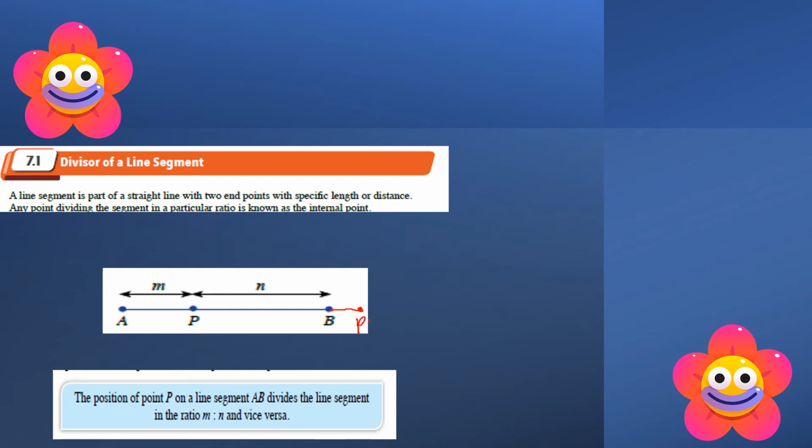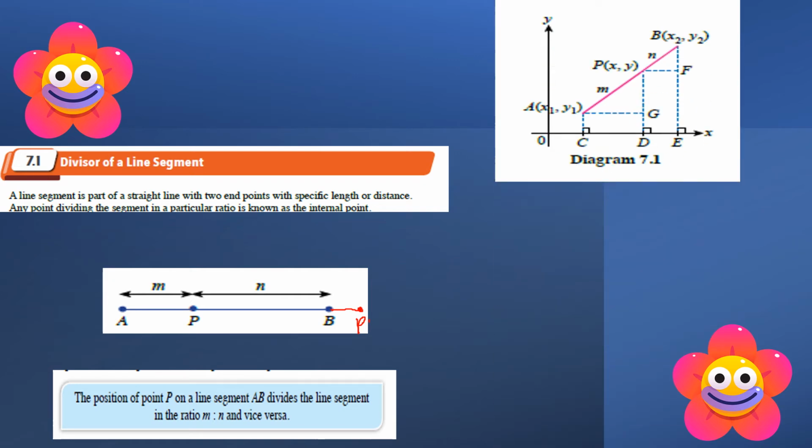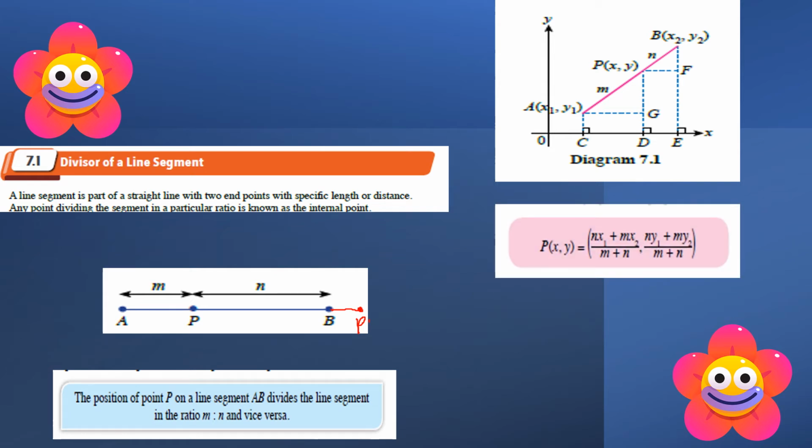Okay, the position of point P on a line segment AB divides the segment in the ratio M is to N. So we are making a conclusion from the previous slide, and this is the diagram on the Cartesian plane, and this is the final formula, which is finding the P coordinate of X and Y using the formula.